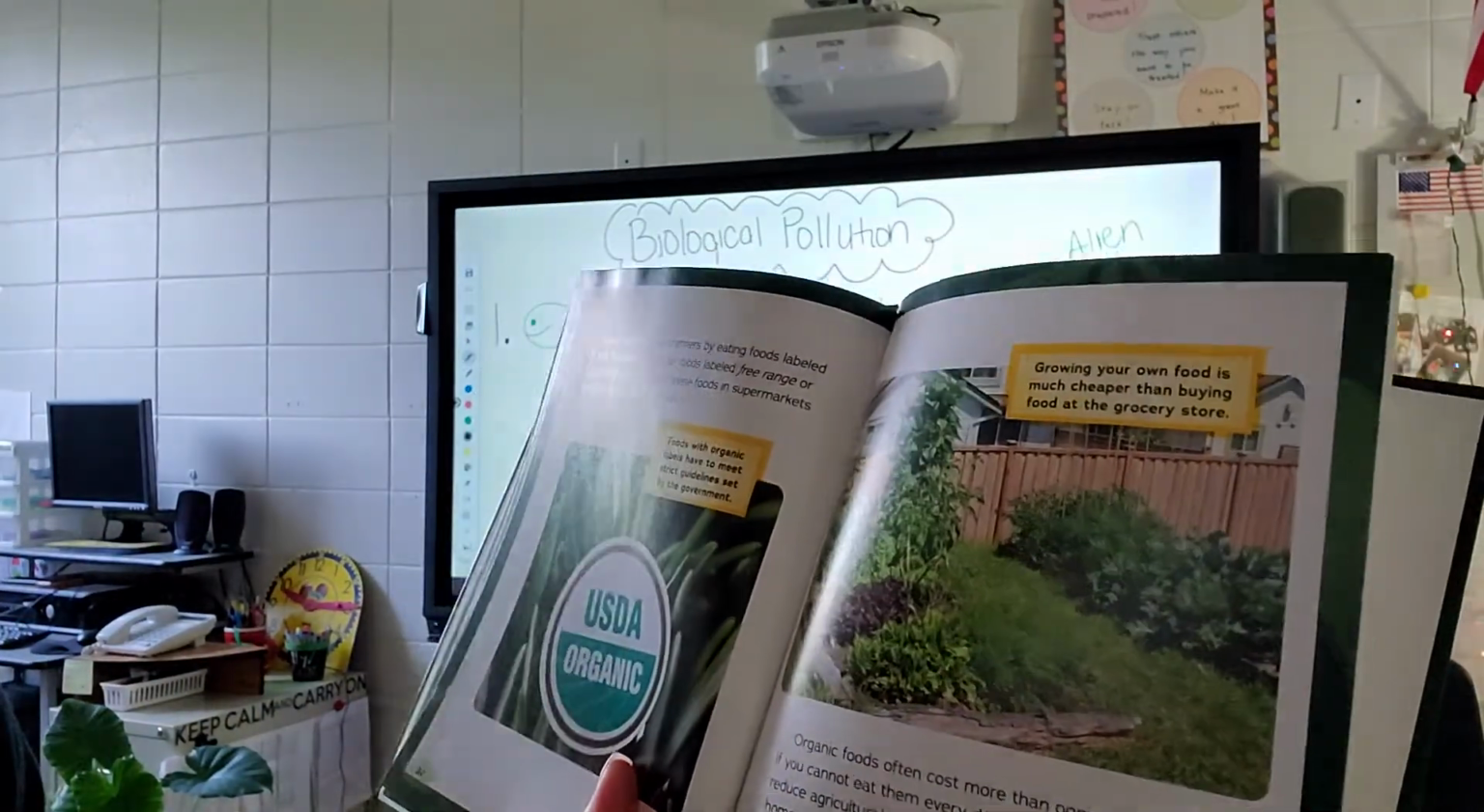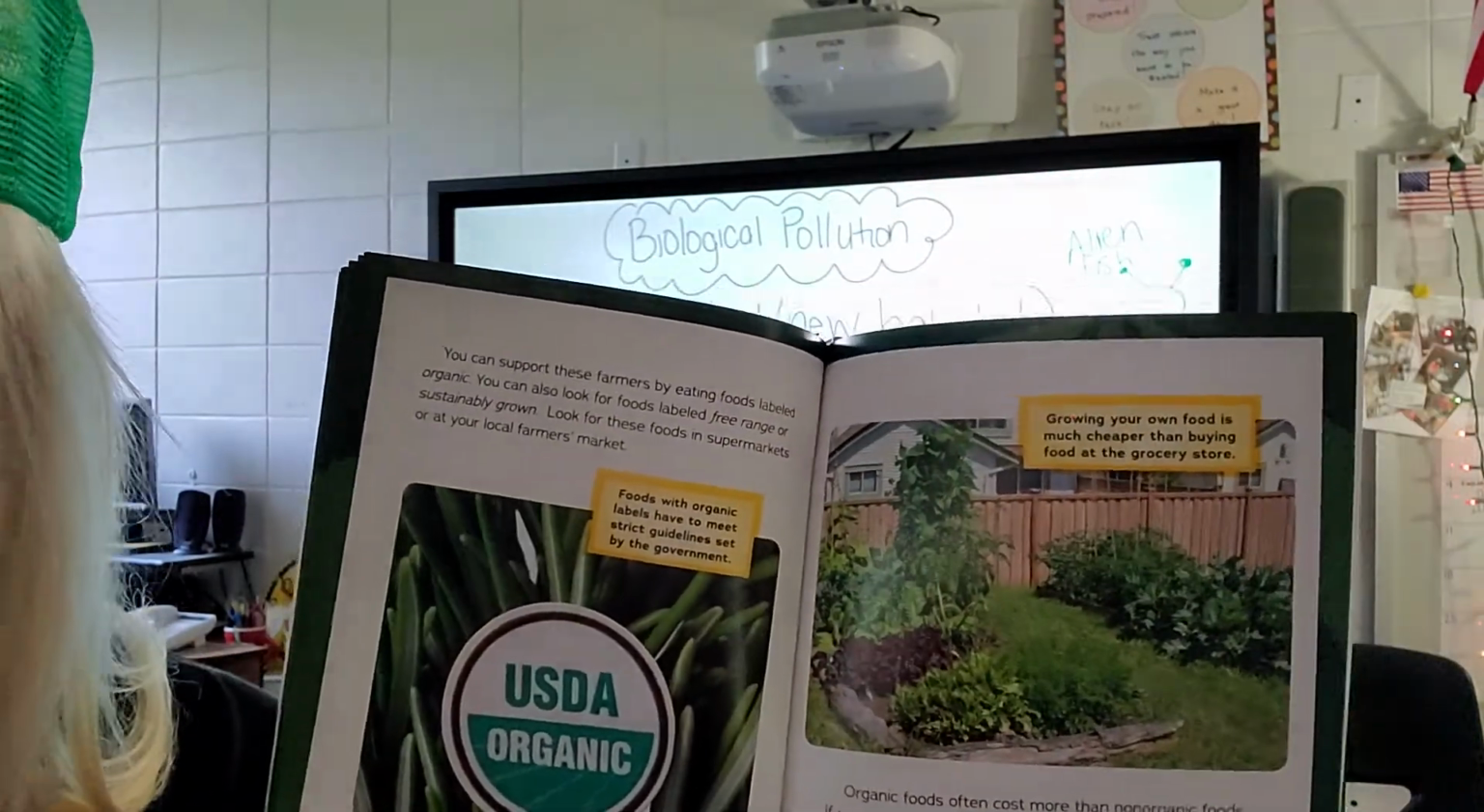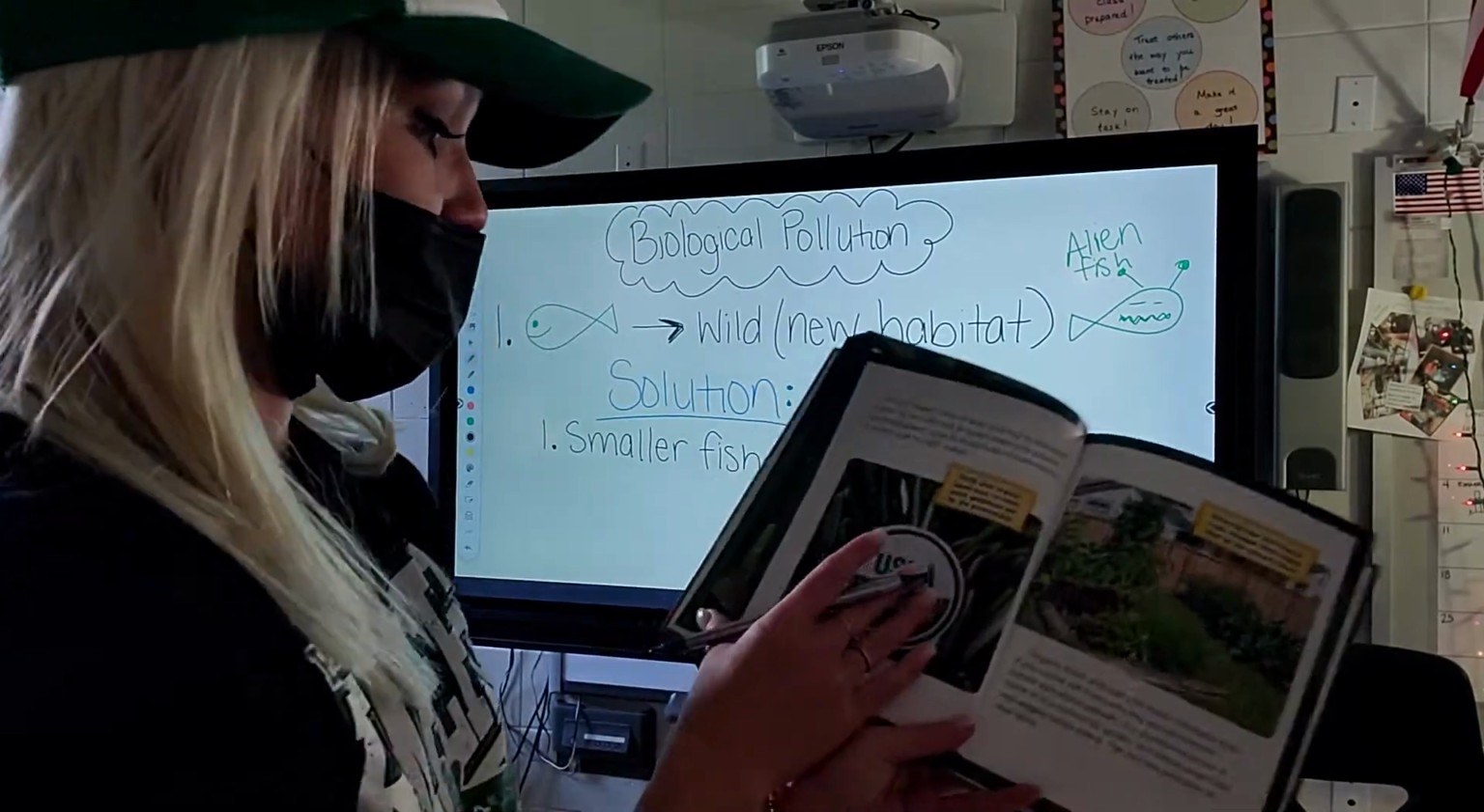You can also look for labels that say free range. So free range means that those chickens right here.